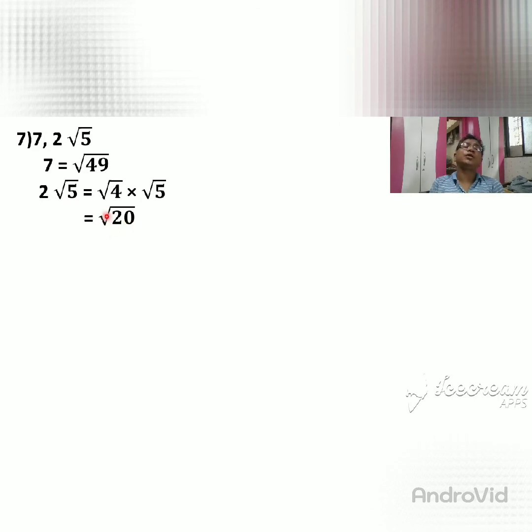So root 20 has order 2. Root 49 has order 2. The order is the same. So we compare the numbers under the square root. Square root number 49, square root number 20. Which is greater? 49 is greater than 20. So we can write root 49 is greater than root 20. Which number is root 49? 7. So 7 is greater than 2 root 5.